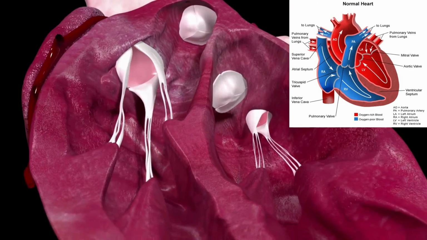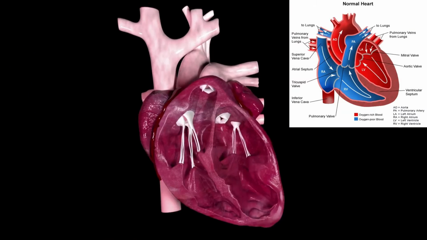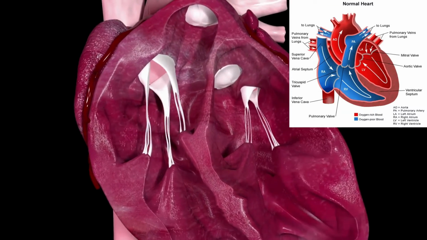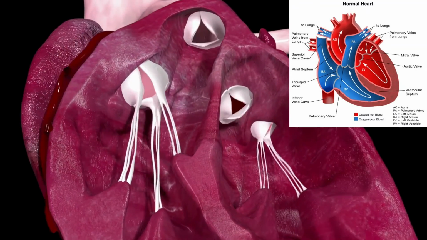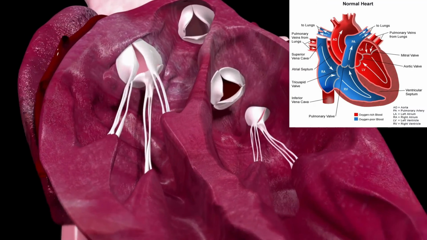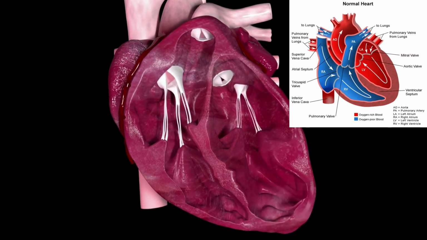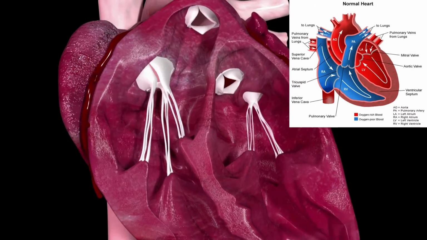The blood is oxygenated and returns to the heart via the pulmonary vein to the left atrium. This is the only time a vein carries oxygenated blood. The blood leaves the left atrium through the mitral valve and enters the left ventricle. The blood is pumped from the left ventricle to the aorta and passes through the aortic valve and onto the body.